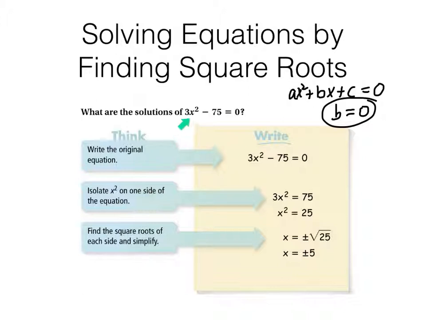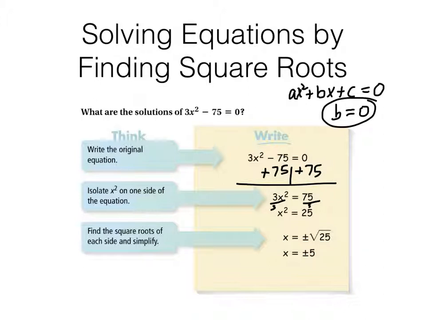What are the solutions of 3x squared minus 75 equals 0? Well, we write our original equation down. We're going to isolate the x squared. So we're going to add 75, and that's what was done right here. Plus 75, plus 75. 3x squared equals 75, then they divided by 3, divided by 3. x squared equals 25.